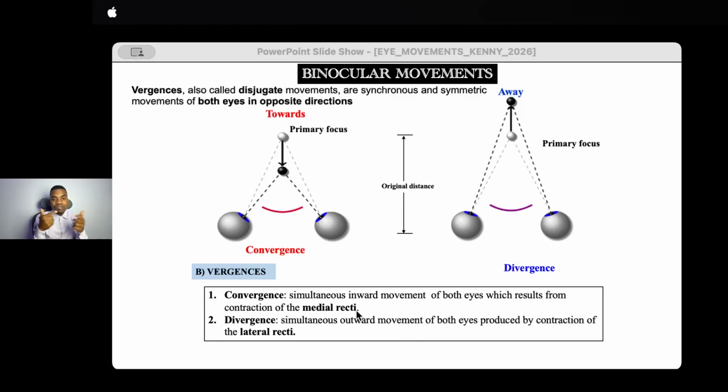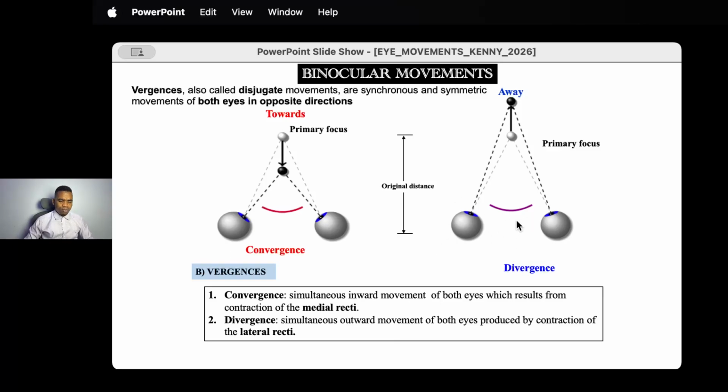The degree of convergence is higher than the degree of divergence. You have limited degrees of diverging your eyes. I think this is my maximum. I cannot go further. But when I tell you to converge, you can go almost until the eyes are facing each other. That is to tell you that the degree of convergence is higher than the degree of divergence.